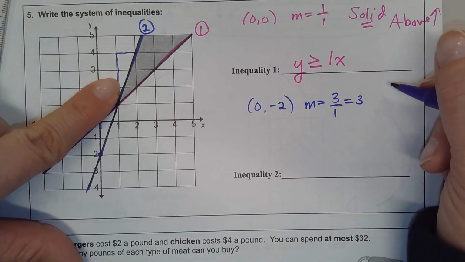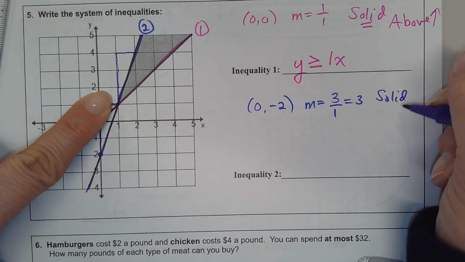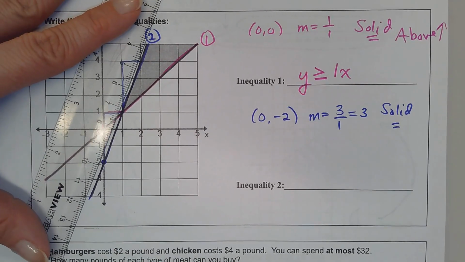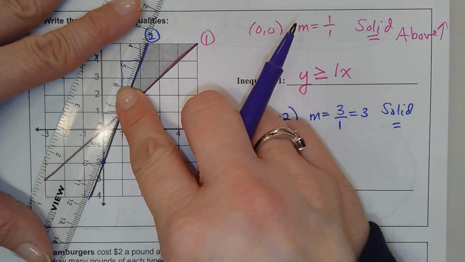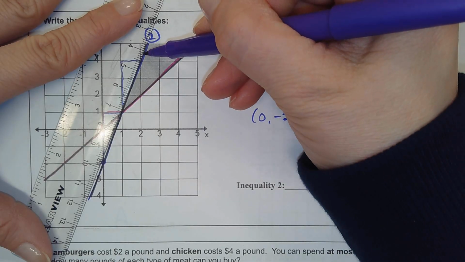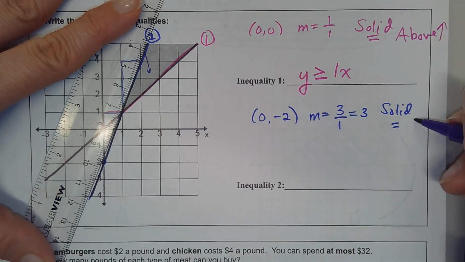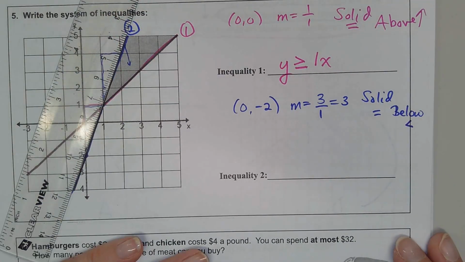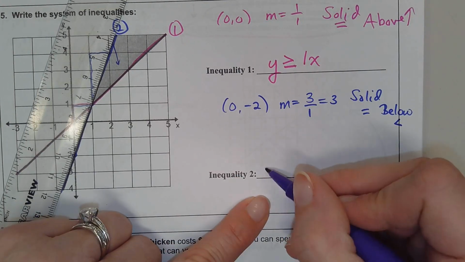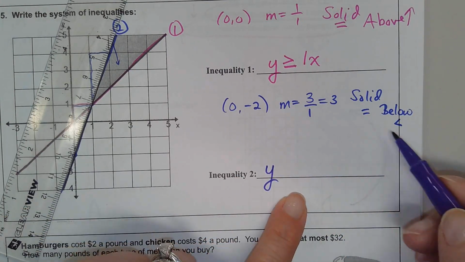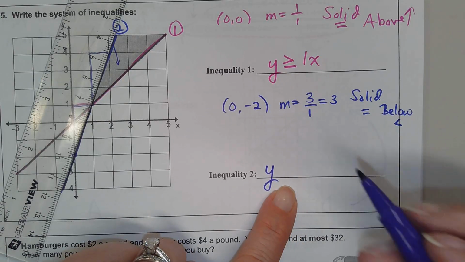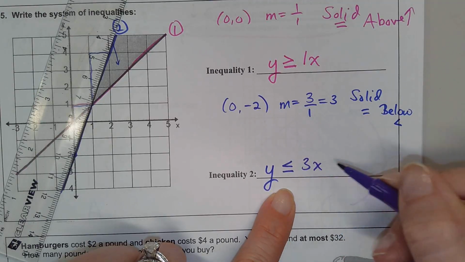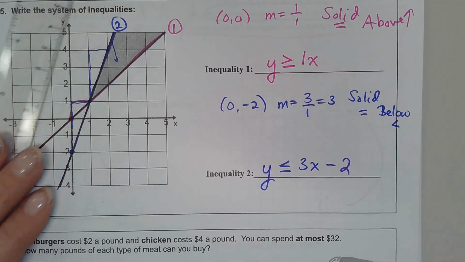This line is solid, so it has an equal sign. And let's see which way they shaded. If this is the line, okay, they shaded below the line, below. So we're going to need to have a less than symbol. Let's put these together. Y. What's the inequality symbol for this line? Less than or equal to 3x minus 2.